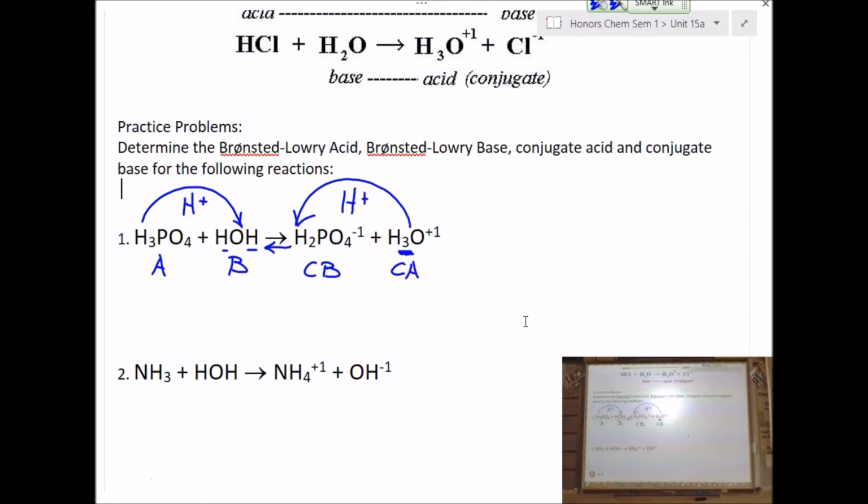I thought bases were positive. No, bases accept, so they become more positive. So here it has no charge. Then it becomes positive because of the acceptance of the hydrogen. On the other side, the base is going to become more positive as it goes from here to here. So -1 to no charge is becoming more positive. Now, keep in mind that conjugate simply means that we are looking at the product side.